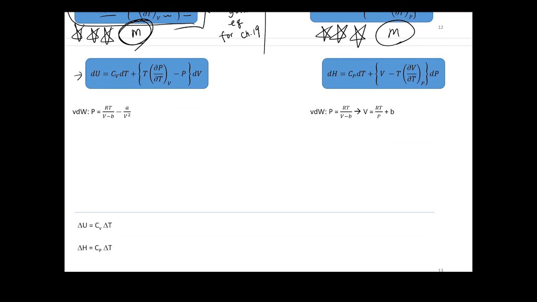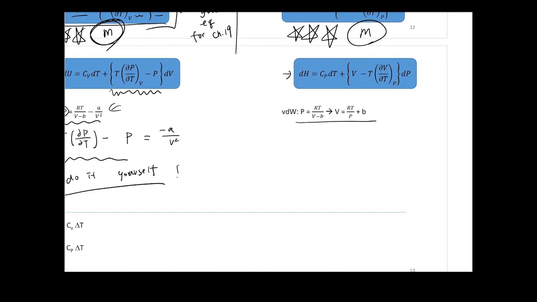With these things, you can use the van der Waals equation to show that these terms indeed give you the internal pressure. What you need to do is calculate T partial P partial T minus P. If you do this using the van der Waals equation for P, you should eventually arrive at this. So do it yourself.